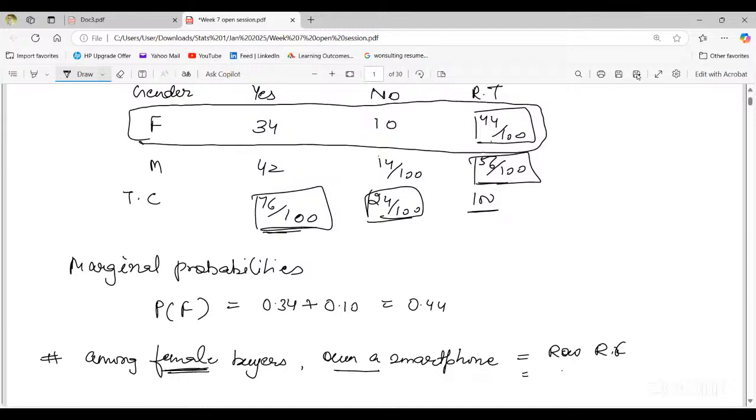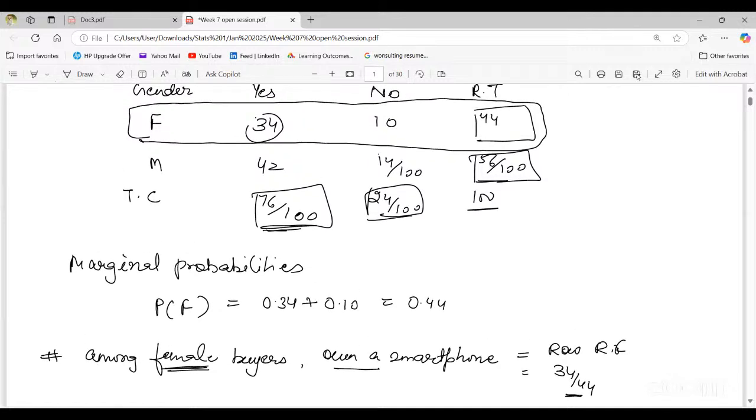Among the female buyers, my total is 44, correct? Yes, ma'am. So this is 44, and who are owning a smartphone, it is 34, correct? So this would be equal to 34 by 44. Is it fine? Yes, we are just finding the row relative frequency right here.